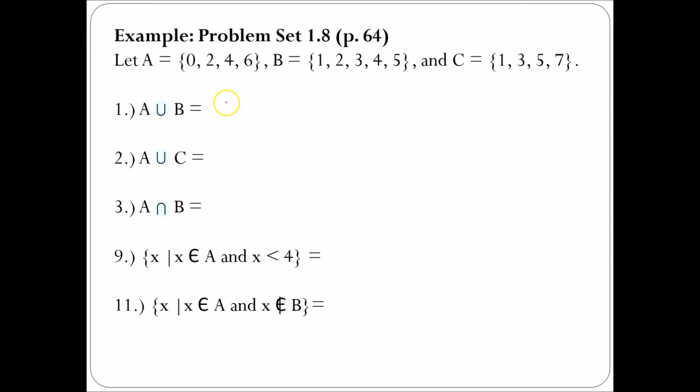Now let's move on and try the following examples. Let A have elements 0, 2, 4, and 6. Let B have elements 1, 2, 3, 4, and 5. And let C have elements 1, 3, 5, and 7. Okay, so for number 1, let's find A union B. For A union B, we simply combine A and B. So let's write it down.